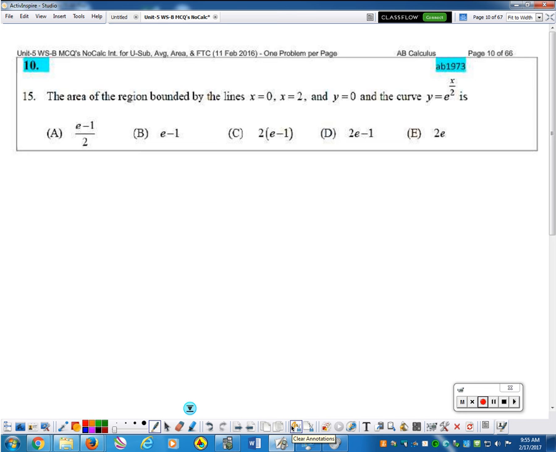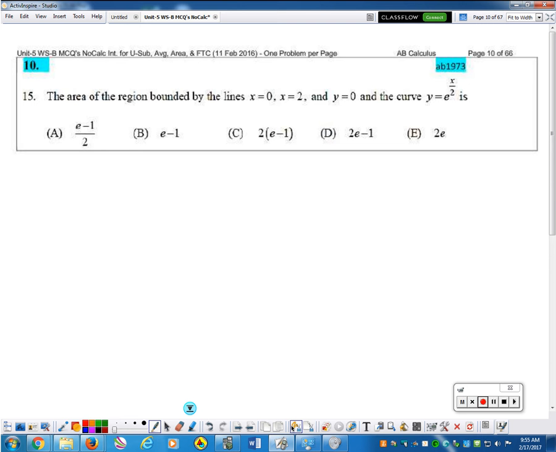Turn to number 10 in the pink, please. Turn to number 10 in the pink. You've done this problem before on your calculator. It's just that now you've got to learn how to do it without a calculator.